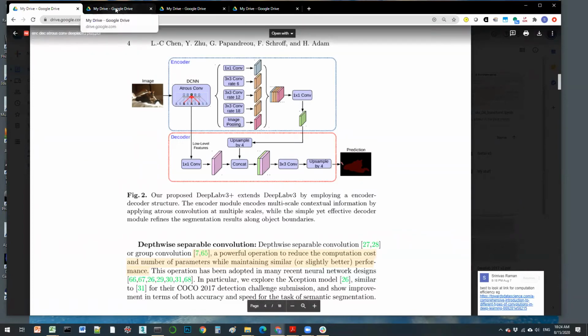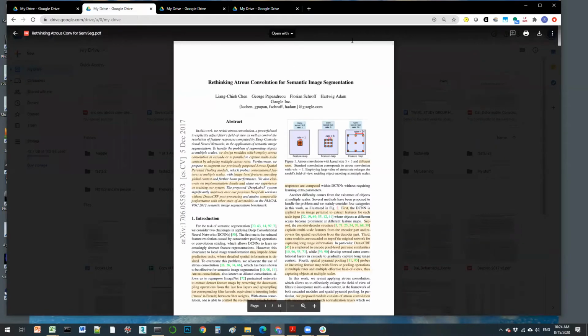Yeah, it's because they don't talk anything about this technique in the DeepLab paper. I think it's a technique they use in a previous paper. Right. Yes, they do talk about it here. Can you still see my screen?